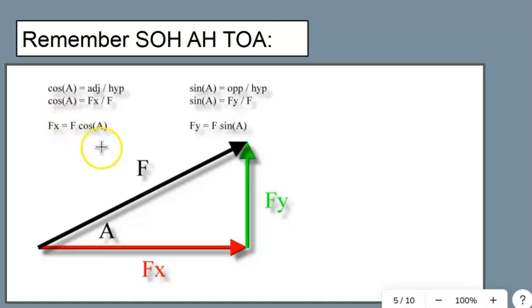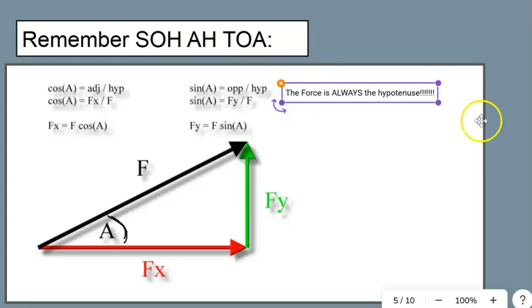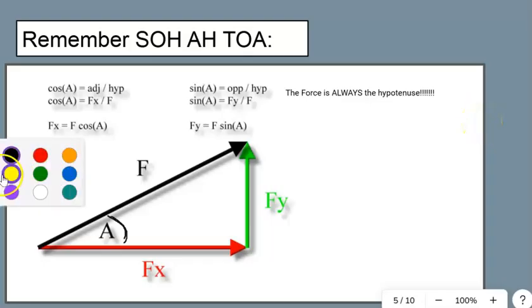A, for whatever reason, and again, I stole this from the link at the end of the slide deck, A is, I guess, A for angle. All right, so you're going to know an angle. The actual force is always the hypotenuse. All right, so please write that down. The actual force is always, always, always the hypotenuse.